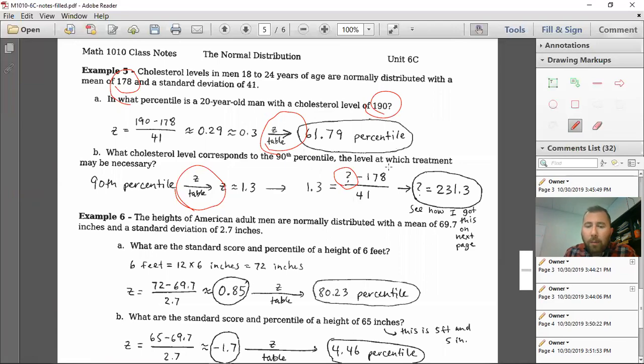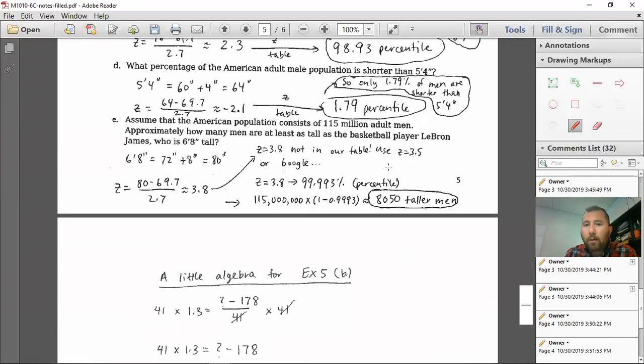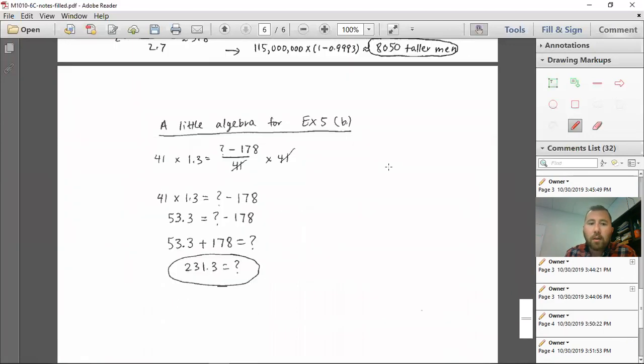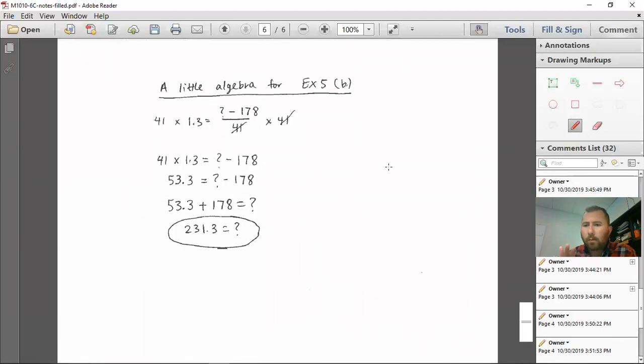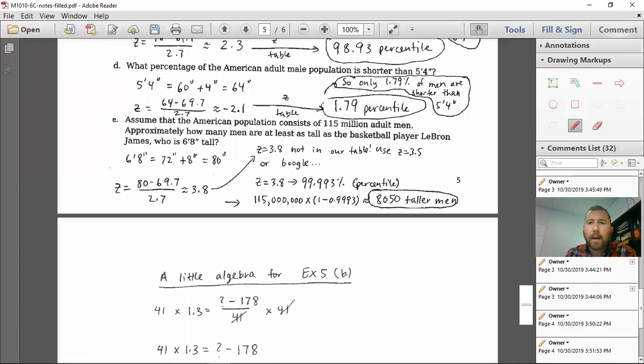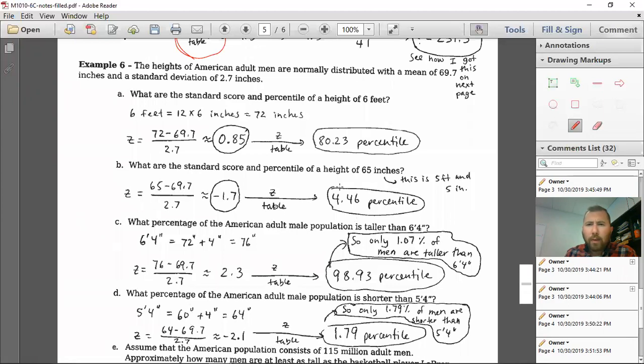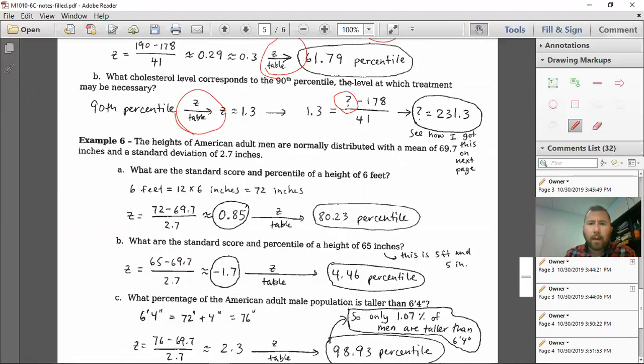Now, I probably am not going to talk through that, but you can see I have a note here: see how I got this on next page. You can just scroll down to the end here, and maybe on your own time go through this algebra and make sure that it makes sense. Basically, you have to clear the fraction out first, multiply by the denominator on both sides, and then add 178 to both sides to finish that algebra. So a little bit of algebra. We try to avoid that in this class, actually, for the most part, but I think that we can handle it in this context here.